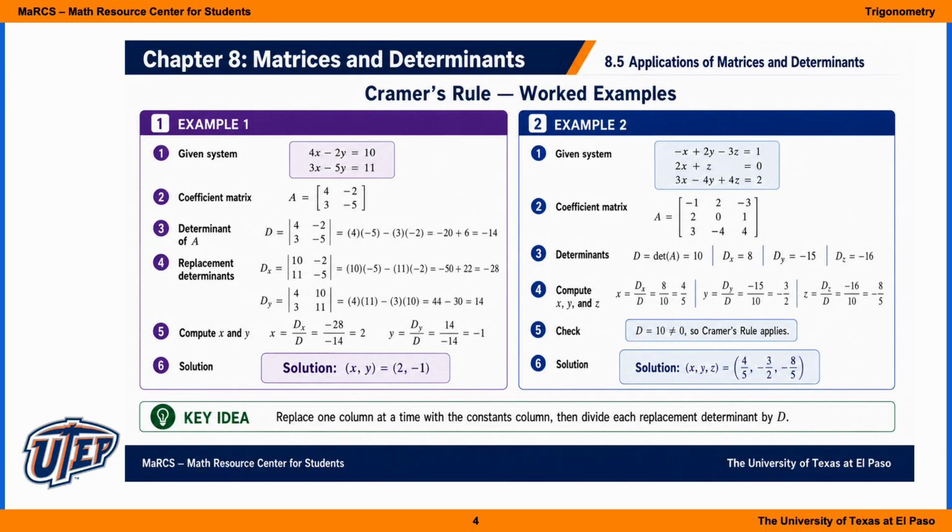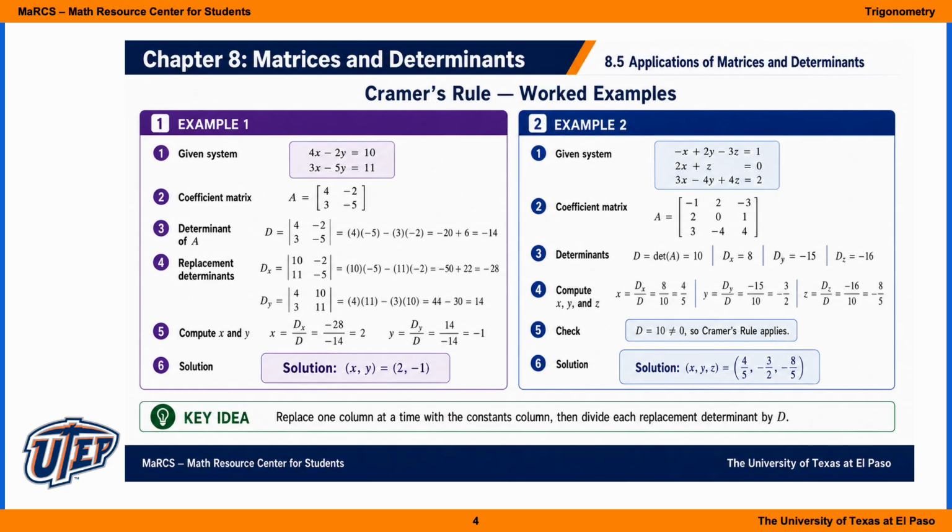Now for our Dx matrix, to compute our x variable, we will delete the coefficients that are in the x column, so the 4 and the 3, and we will replace those with the constants, the 10 and the 11. So now our Dx matrix has the entries 10, -2, 11, and -5, and we will compute the determinant of that matrix, so 10 times -5 minus 11 times -2, and that'll give us -28.